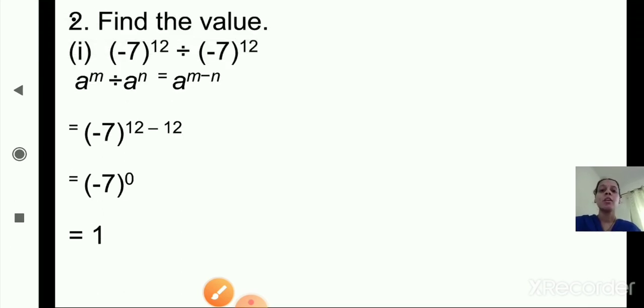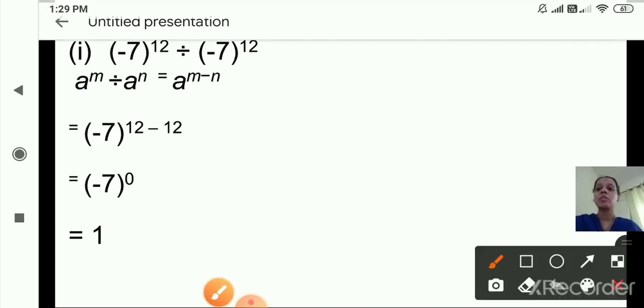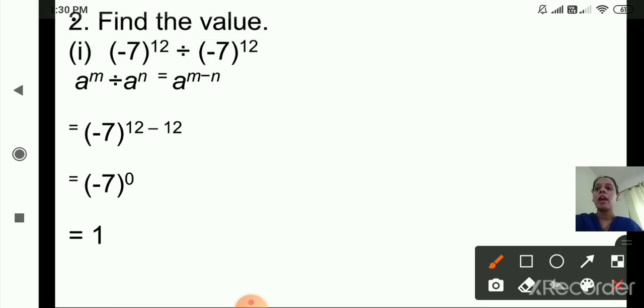Now how do we find out the value? Just now we saw the simplified form. Now we will find the value also. So again you use the same formula, as division is given. We have to divide these indices. So minus 7 is written as it is, that is the base, and subtract the index. Here it is 12, here it is 12. 12 minus 12 is 0. So what is the answer?